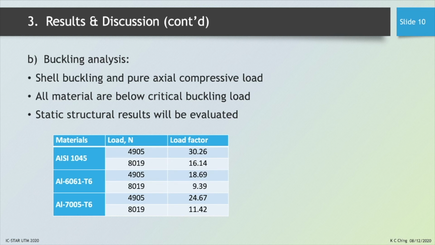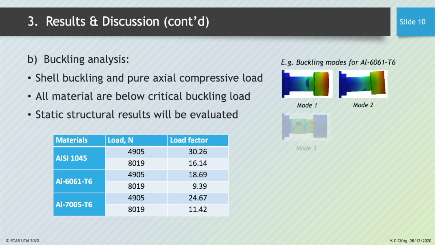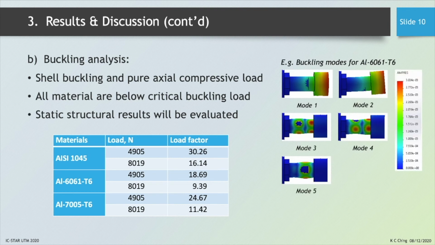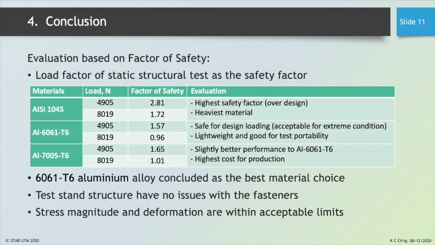On the right shows the buckling modes examined for the 6061 aluminum alloy, which consists of 5 modes of buckling. Since all of the materials are under design conditions, as we can see from the load factor, we move on to the final evaluation using the safety factor. The load factor derived from the results of the static structural test will be used for the evaluation, where the results are as tabulated here.